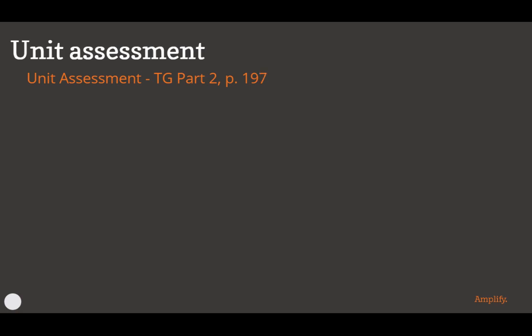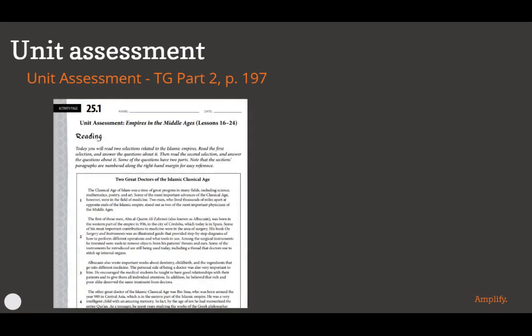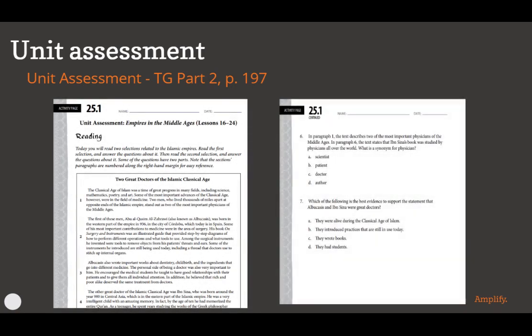Students will read two selections from the activity book, starting on page 25.1, and answer questions about each. More information about this assessment, such as explicit administration instructions, the answer key, and unit assessment analysis, are available in the teacher guide Part 2, starting on page 197.